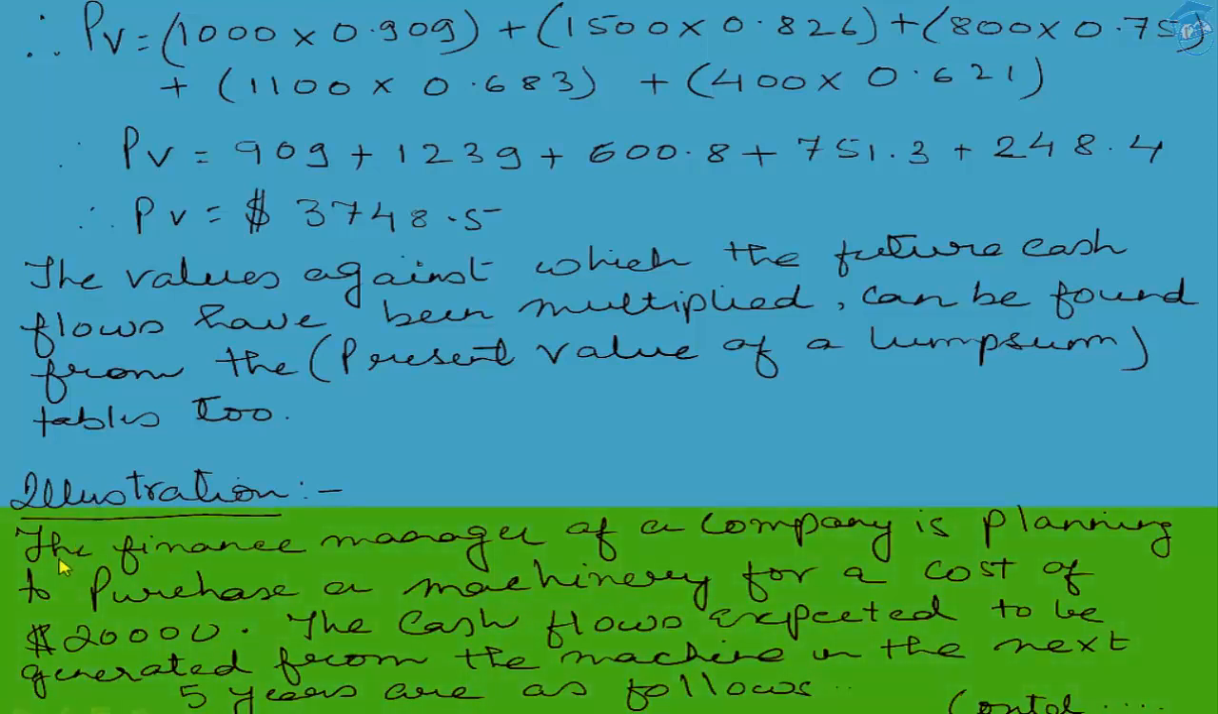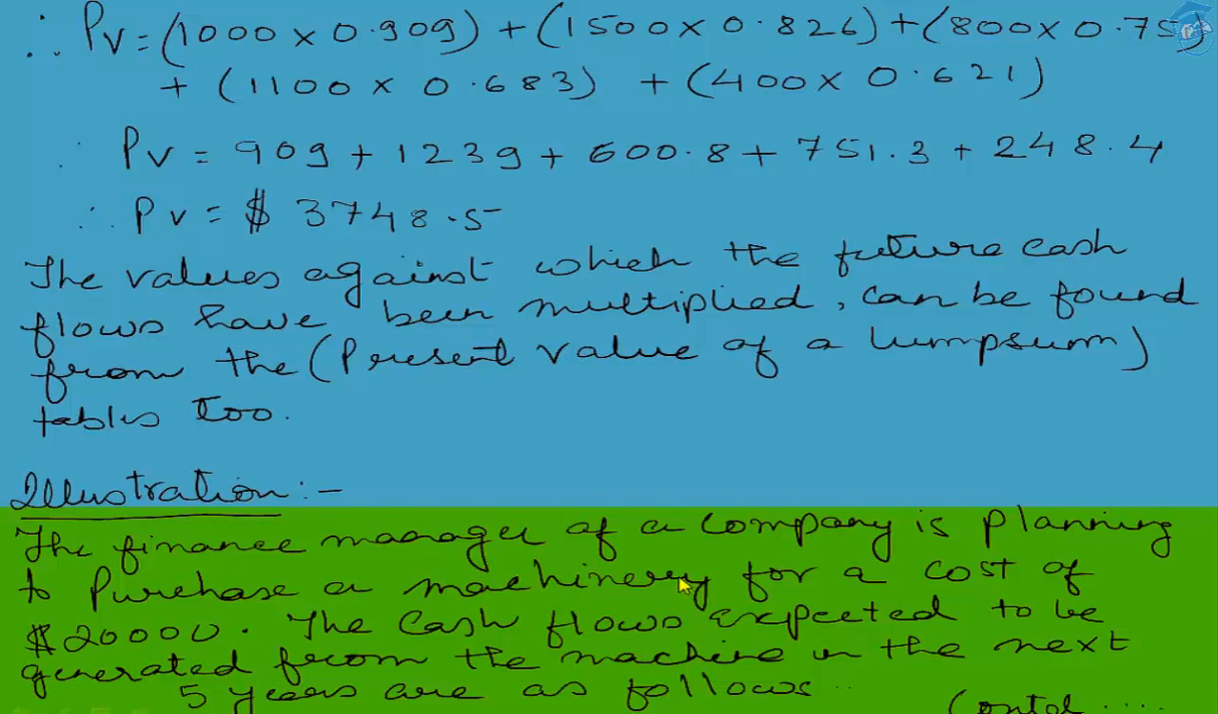The illustration says that there is a finance manager of a company who is planning to purchase a machinery against a cost of 20,000 USD. The cash flows expected to be generated from the machine in the next 5 years are as follows. So just by looking at these 4 or 5 lines, we can conjure that the finance manager of the company is planning to purchase a machinery.